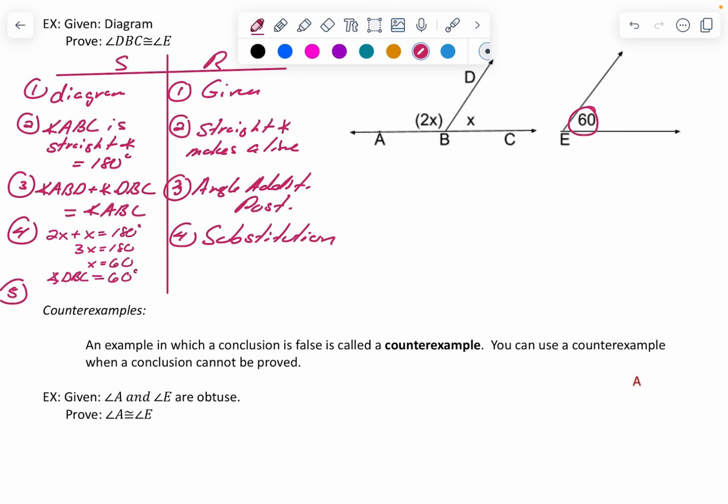So now we can say angle DBC is congruent to angle E, because angles with equal measure are congruent. So again, the fact that angle E equals 60, that was part of our diagram. We didn't need to spell it out.